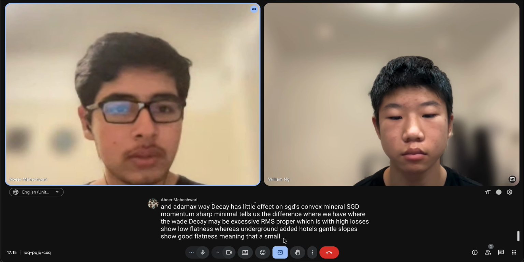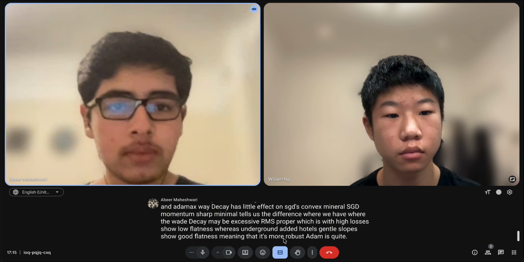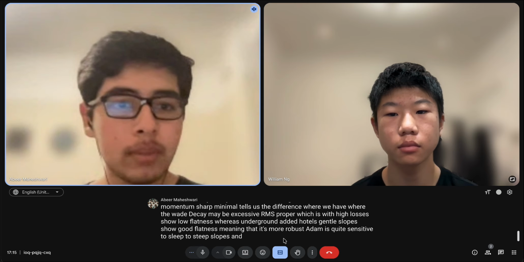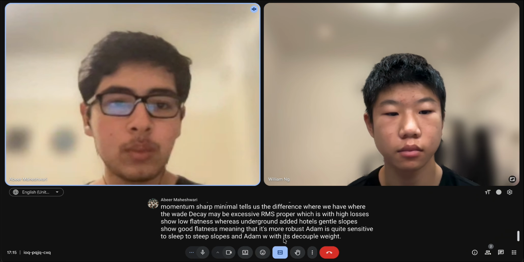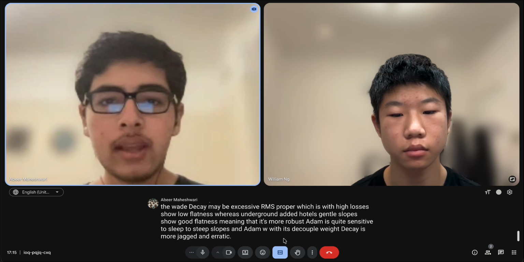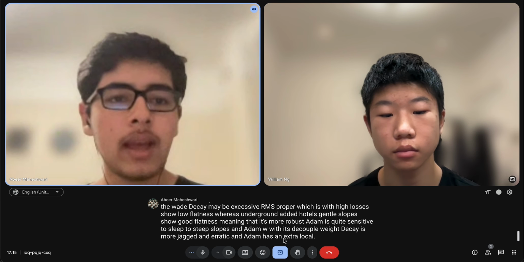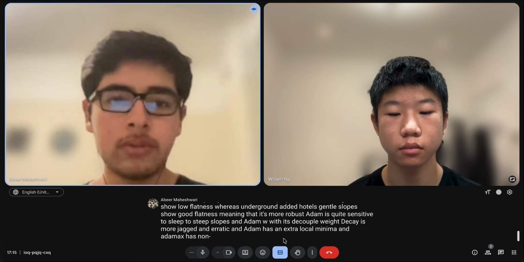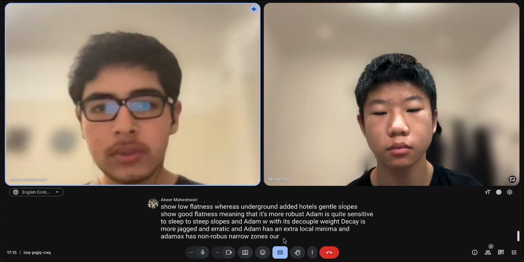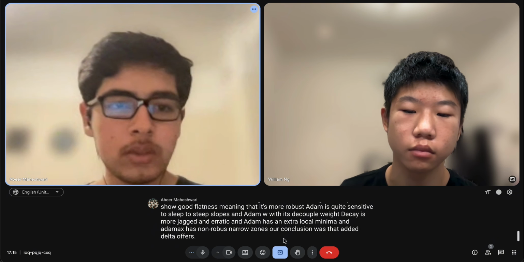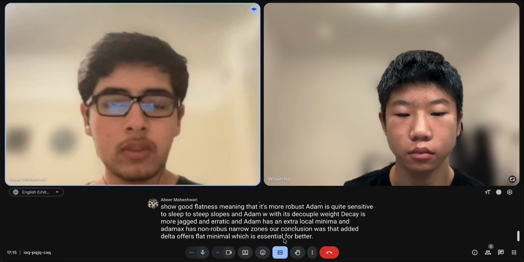that it's more robust. ADAM is quite sensitive to steep slopes, and ADAM-W with its decoupled weight decay is more jagged and erratic. NADAM has an extra local minima and ADAMAX has non-robust narrow zones. Our conclusion was that AdaDelta offers flat minima, which is essential for better generalization.